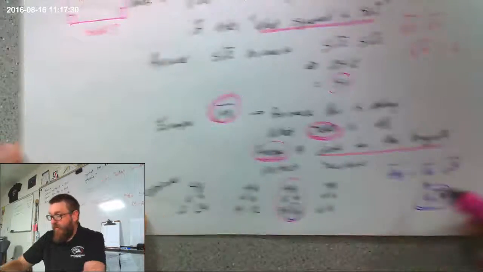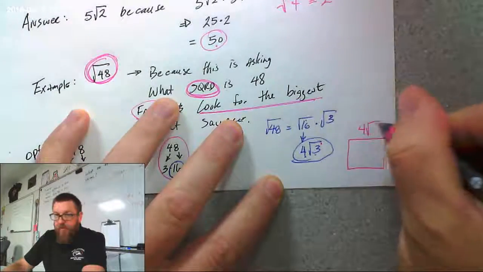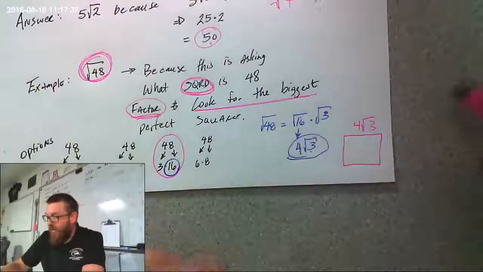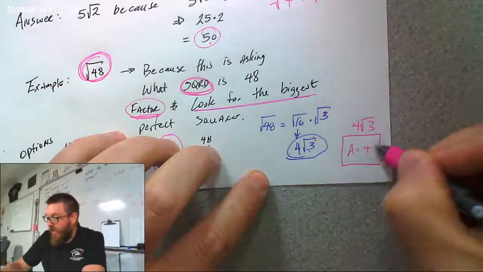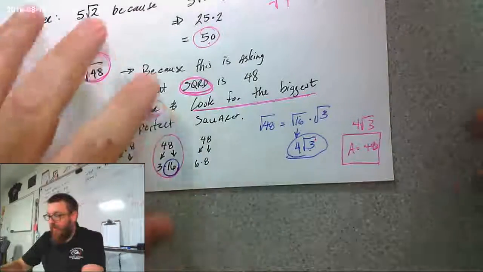And the reason why is if you had a square, right, and the sides were 4 times the square root of 3 feet or whatever, then the area would be 48. If you squared this, you get 48. That's what it asks.